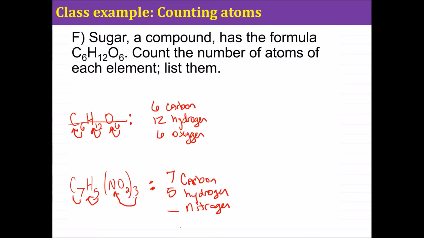So you take the number outside the parentheses and multiply it by the quantity inside. So there's an invisible 1 here. We don't write the 1 because if you see the element symbol N, you automatically know there is 1 atom there. But 3 times 1 gives you 3 atoms of nitrogen. How about for oxygen? Are there 2 oxygen atoms in this compound? No, there are 6. 3 times 2 gives us 6. So what this says is there are 3 groups of NO2 attached to the C7H5 portion of the molecule.